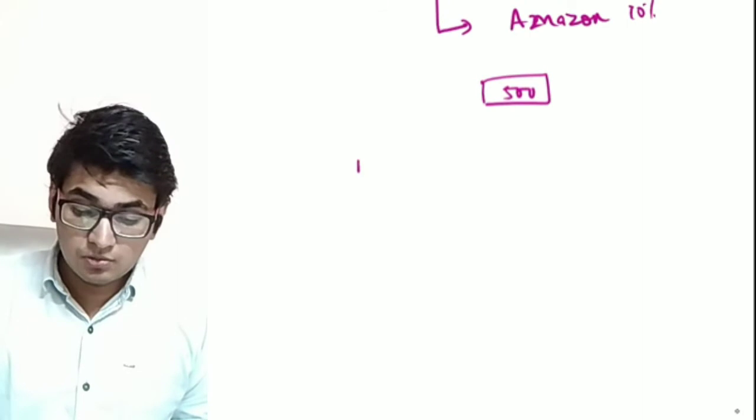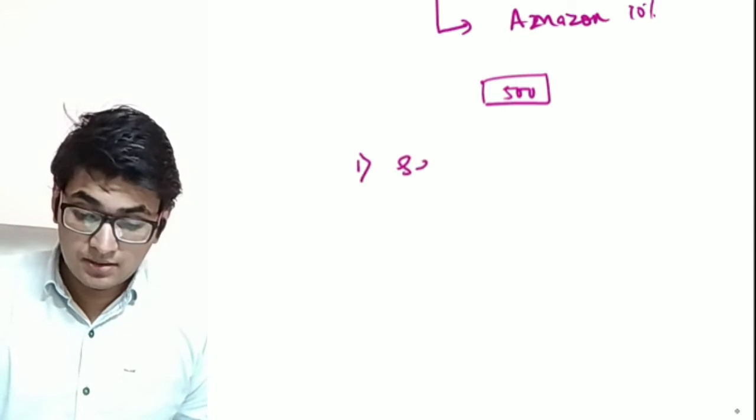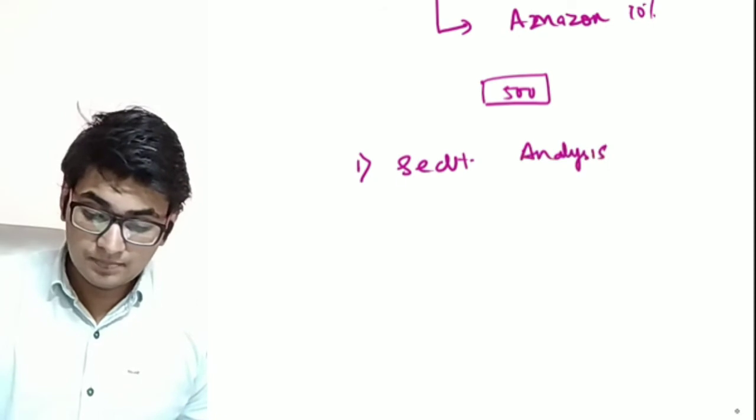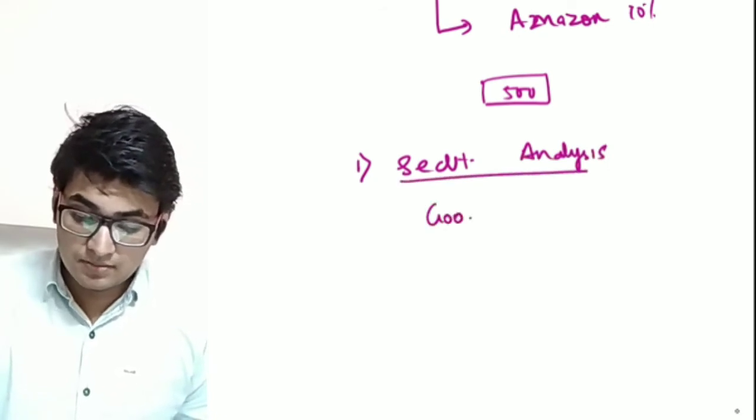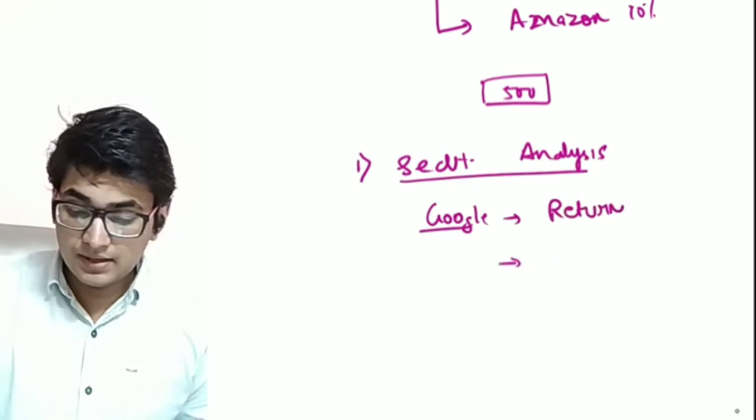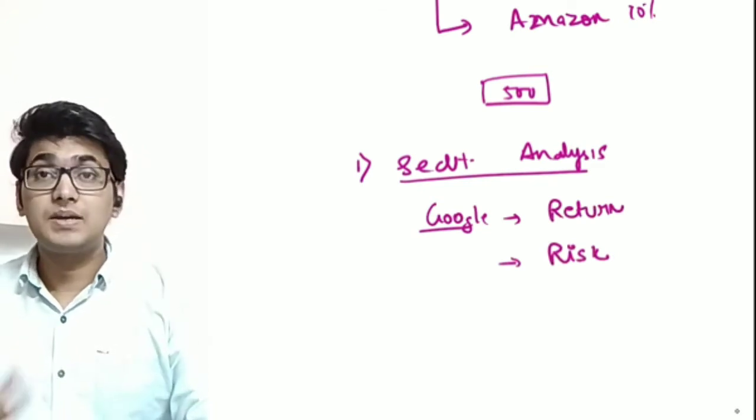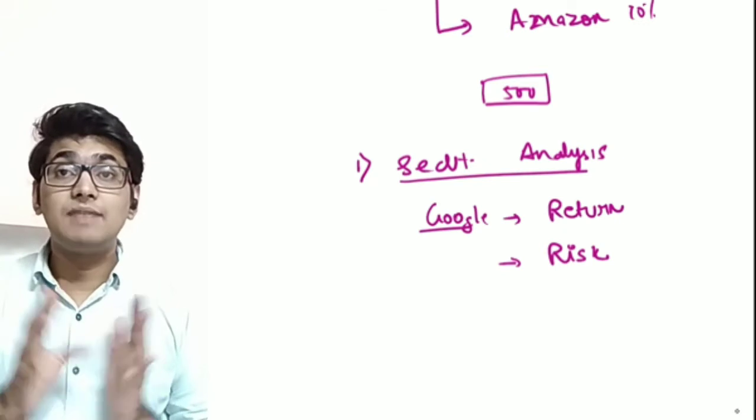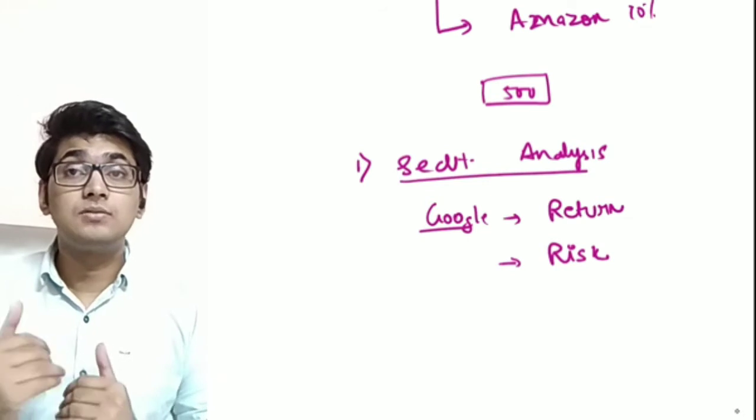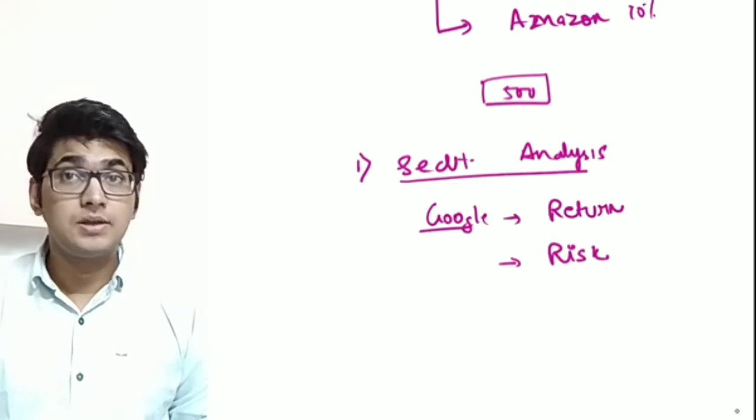So with respect to the portfolio, what is the first task? The first task is security analysis. Meaning if we have Google, I need to identify what is the return of Google and what is the risk of Google. Every time I pick up any security, I will find out its return as well as its risk. And how am I going to find it out? With the help of the past data available in the market with respect to that particular security.